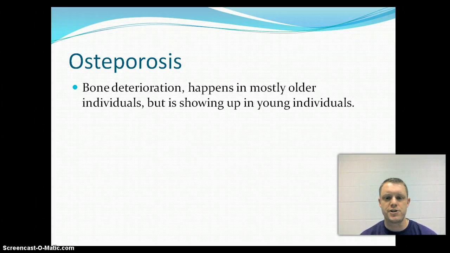Osteoporosis, some bone deterioration, happens mostly in older individuals, but is showing up in younger individuals because of the lack of activity, bone density activity, meaning weight-bearing activity, and also the lack of good nutrition, not eating properly and getting enough calcium.